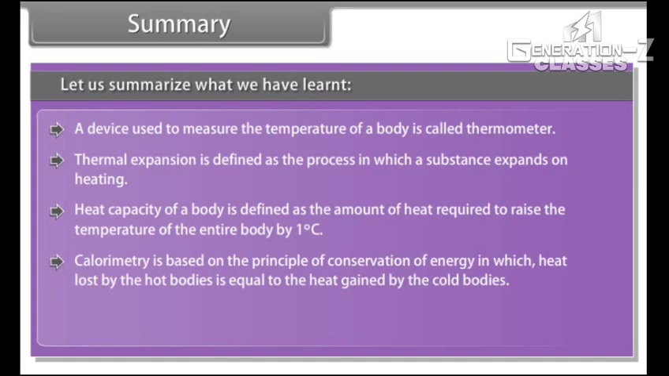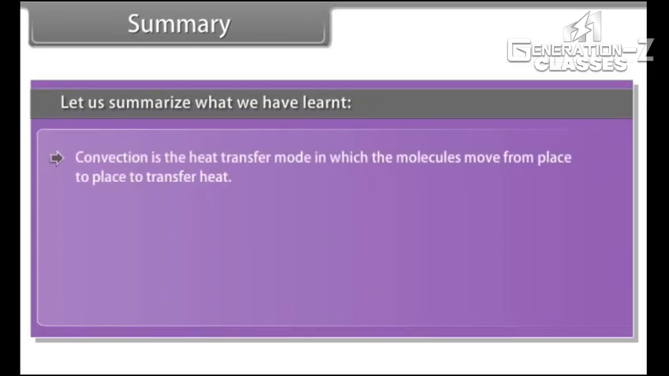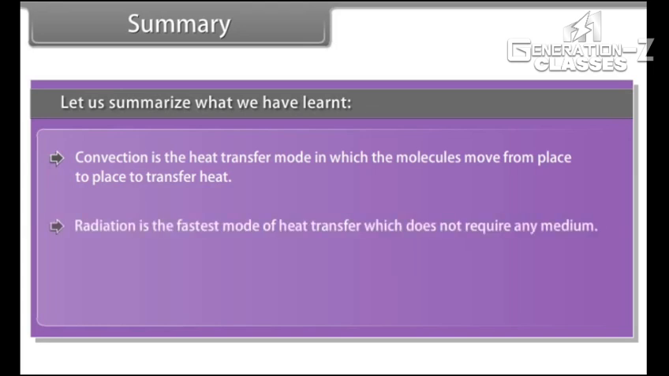Calorimetry is based on the principle of conservation of energy, in which heat lost by the hot bodies is equal to the heat gained by the cold bodies. Transfer of heat by the collision among the molecules with their neighboring molecules is called conduction. Convection is the heat transfer mode in which the molecules move from place to place to transfer heat. Radiation is the fastest mode of heat transfer, which does not require any medium.